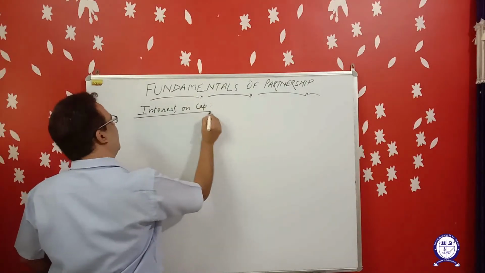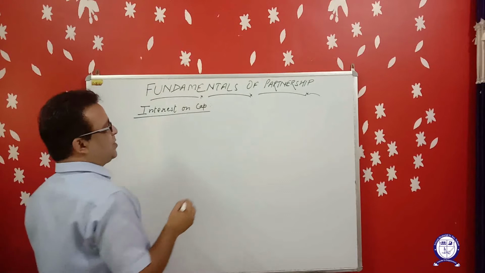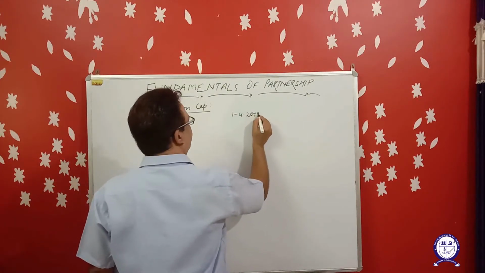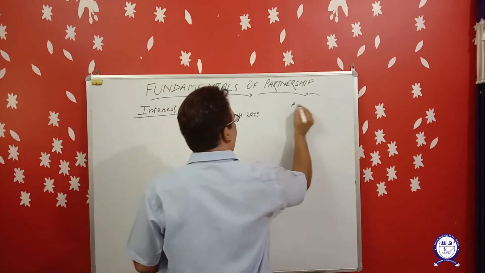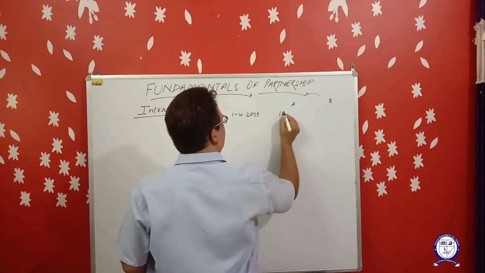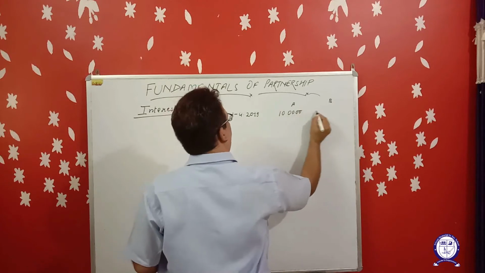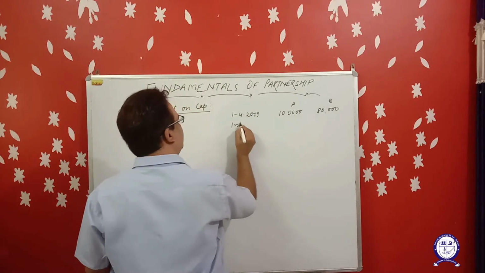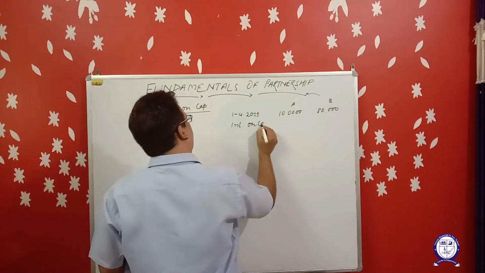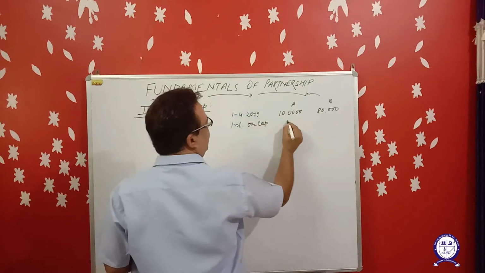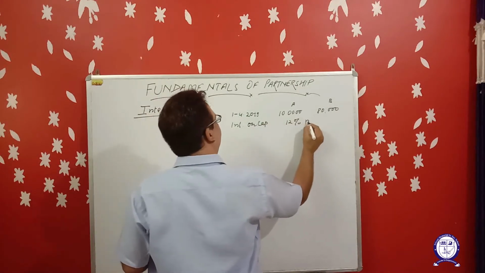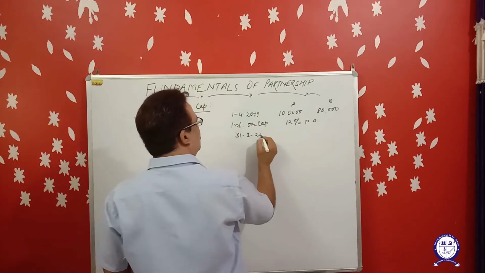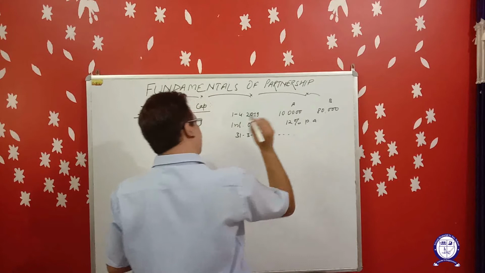Let us take some example. Suppose on 1st April 2019, the capital of A and B is rupees 1 lakh and 80,000 respectively. Interest rate is given 12% per annum. Calculate interest as on 31st March 2020 at the end of the year.